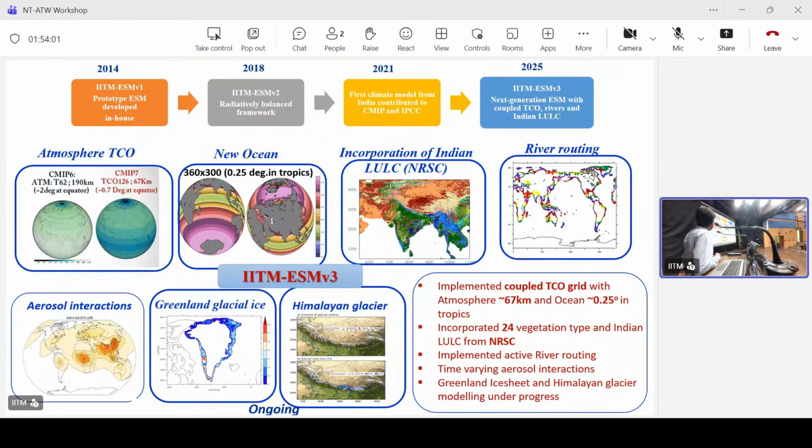After 2014 and 2021, where we incorporated all this and participated in CMIP and IPCC, we are currently developing the IITM Earth System Model version 3. It has a changed atmospheric grid, the TCO, the triangular cubic octahedral grid. We have Indian land use land cover and river routing incorporated, and an improved ocean. We are also working towards representing glacial ice from Greenland and the Himalayan glaciers, a very important component, the third pole. We have also incorporated time-varying aerosol interactions into the model. I'll talk about each component in brief.